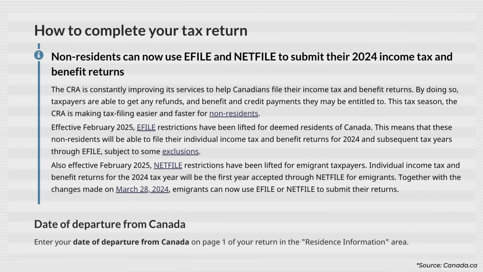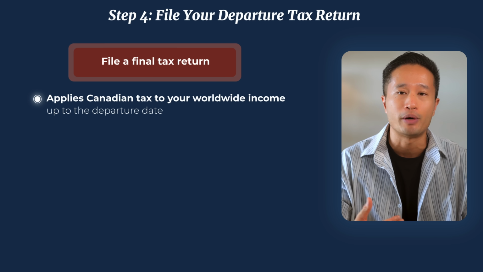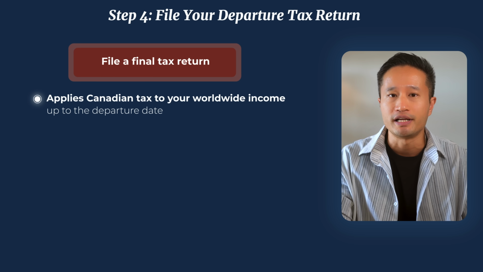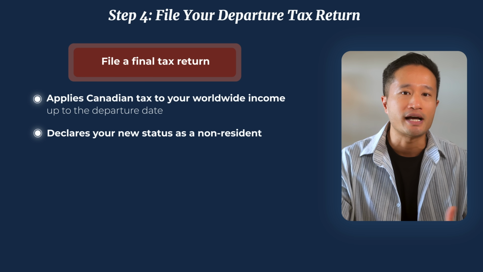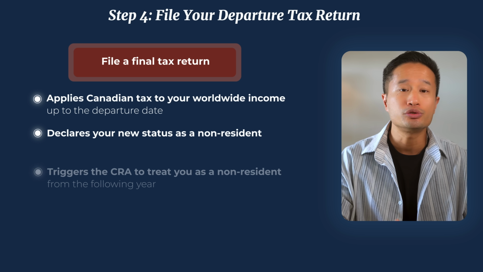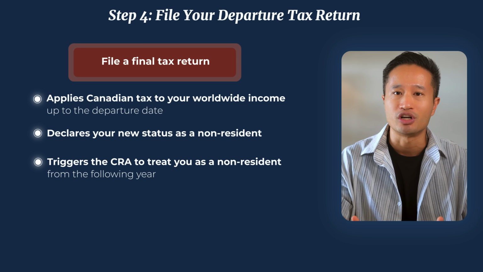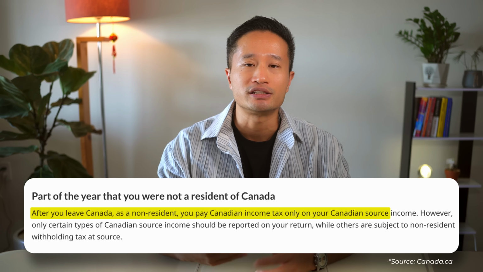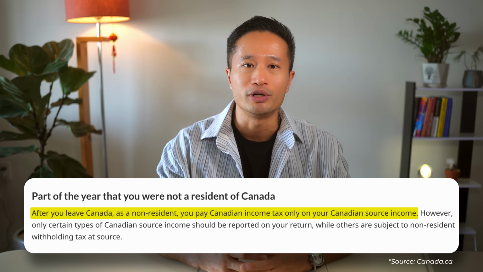Step 4 is to file your departure tax return. In the year you leave Canada, file a final tax return and indicate your departure date. This is referred to as a departure return, and it applies Canadian tax to your worldwide income up to the departure date and declares your new status as a non-resident. It also triggers the CRA to treat you as a non-resident for the following year. And after departure, you are only taxed on Canadian sourced income, typically through non-resident withholding tax.